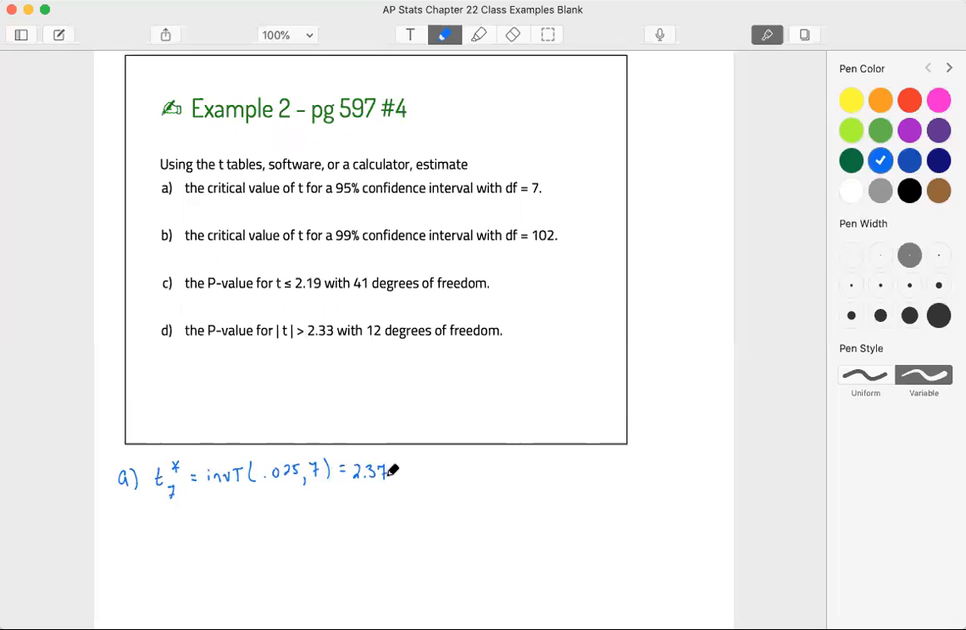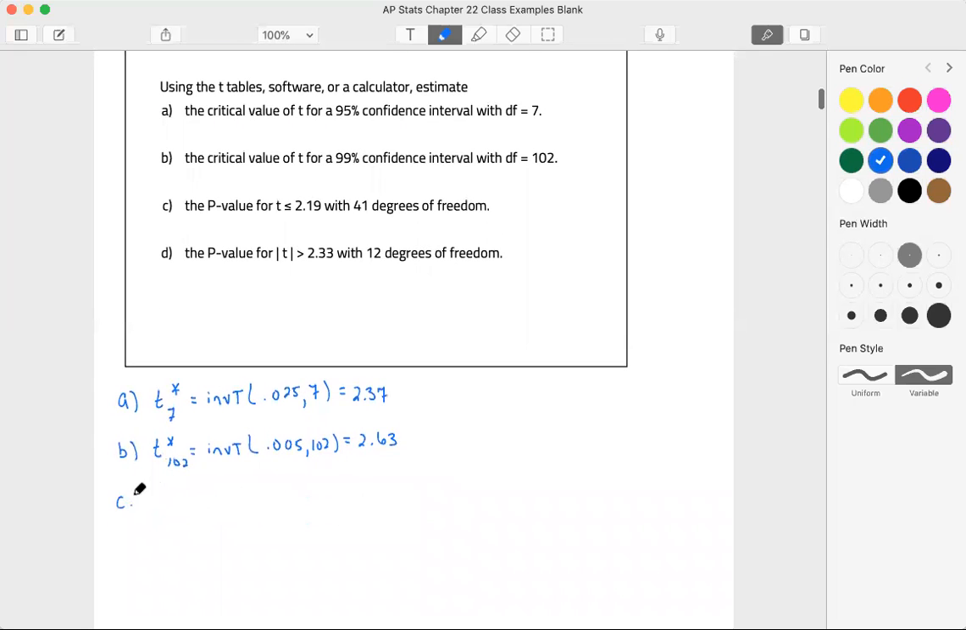Or you can look at the table. All right, part B. We want the t critical value for degrees of freedom of 102. So we're going to do inverse T. We want 1 minus the confidence level divided by 2. So that's how I get 1.005, comma, 102. And when I do that, I get about 2.63.